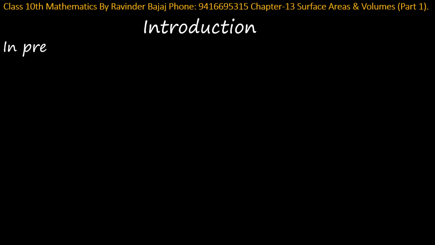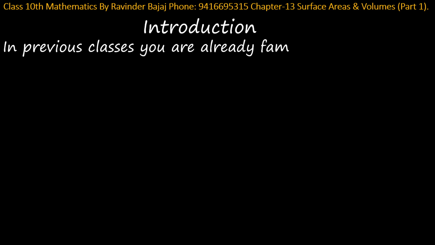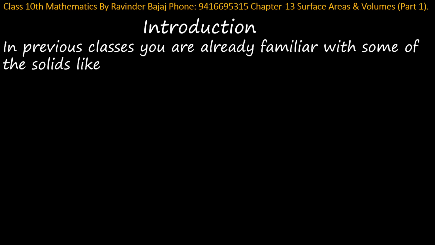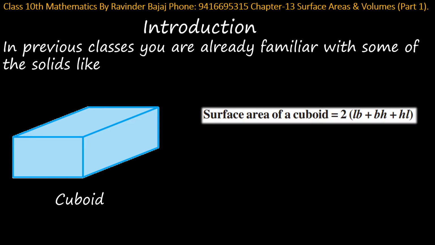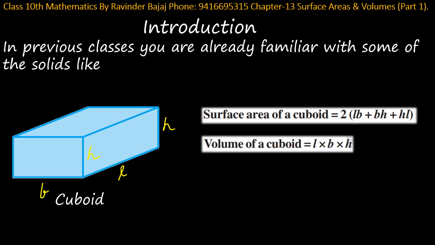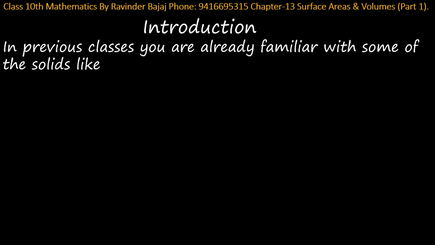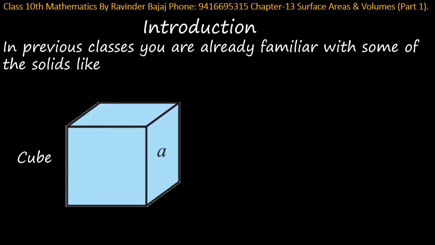First of all, introduction. In your previous classes, you have already done some part of this chapter. You are already familiar with solids like this solid, a cuboid, and you know many formulas of this, like surface area of a cuboid is equal to 2 into LB plus BH plus HL, where L is the length, B is the breadth and H is the height. Here it is H. In this way some more formulas are there, like volume of the cuboid is L into B into H.